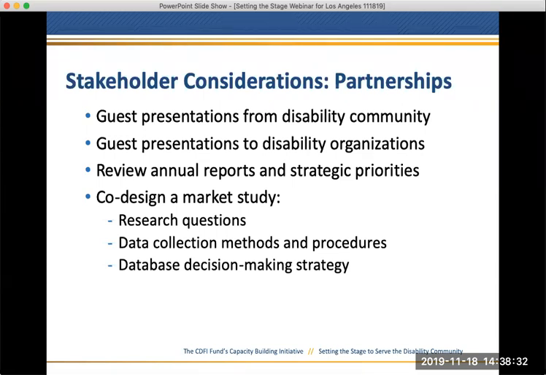You want a better idea of what the market potential is. By co-designing a market study, you can come together with research questions of mutual interest with your disability stakeholders and your CDFI. What are some data collection methods and procedures? We'll talk about those in the series, as well as a database decision-making strategy on what some of the needs are. So we're going to point you to some of those data sources that will help you, but come to the session in mind with what some of your questions are, and we'll point you in the direction of those resources.